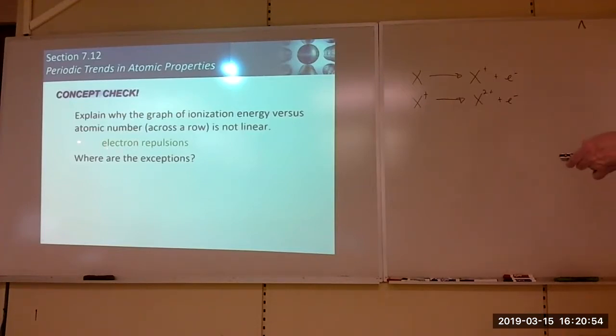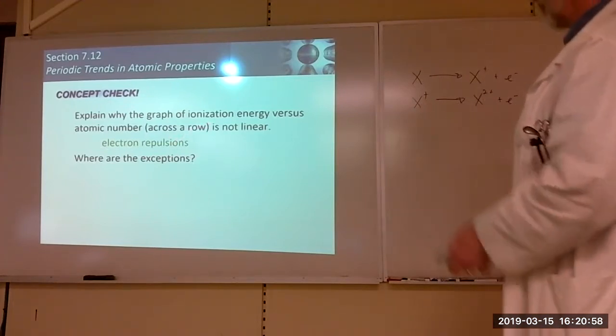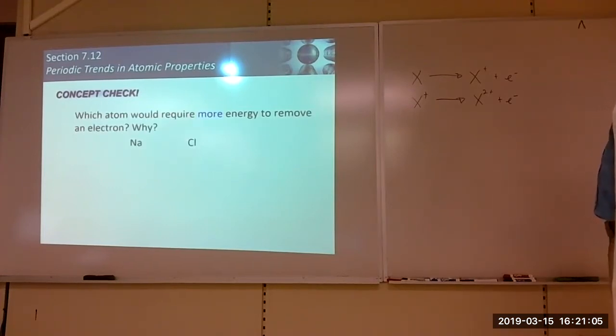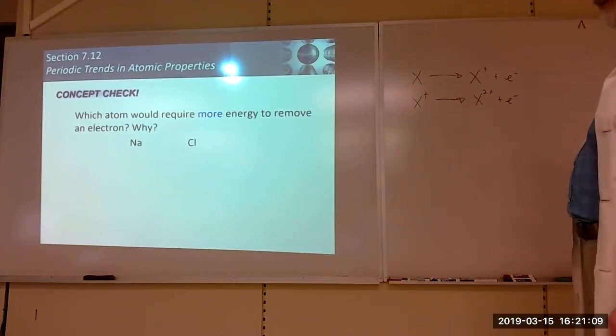So electron repulsion. Let's see. Explain why. Now we don't need that. Let's see, because we're running out of time. Which of these atoms needs more energy to remove an electron?